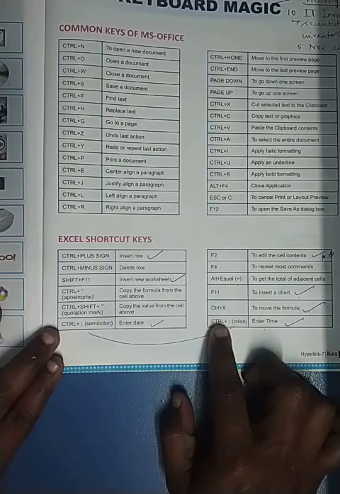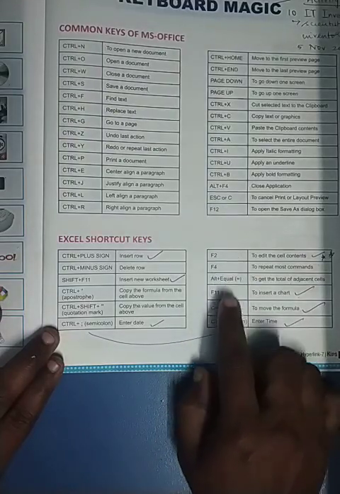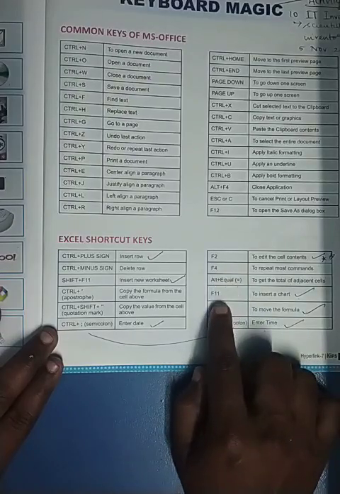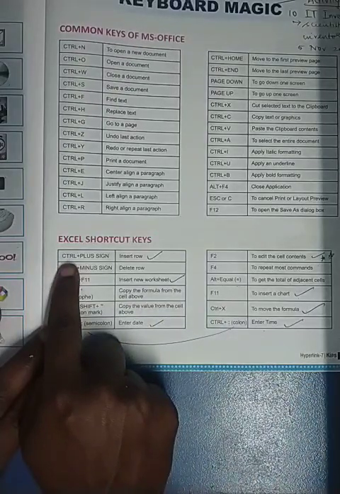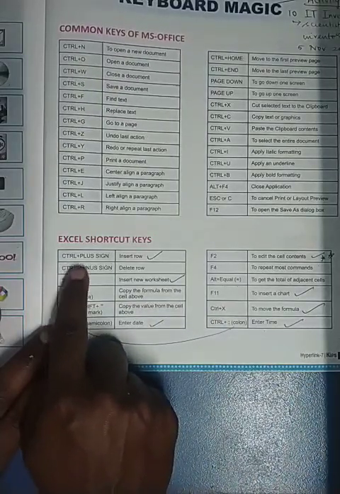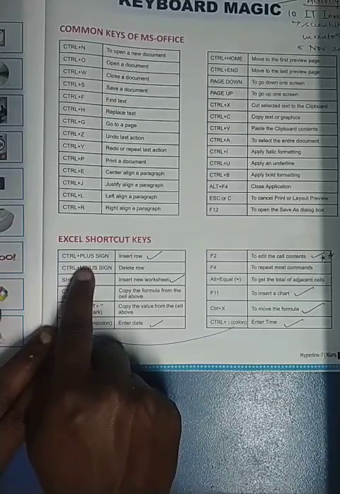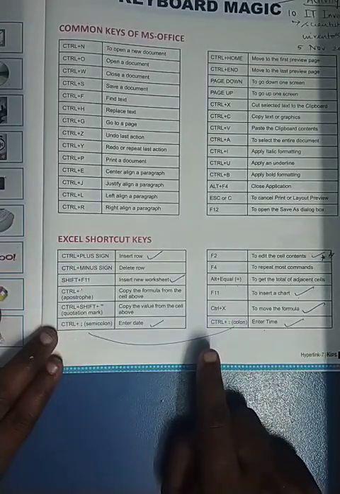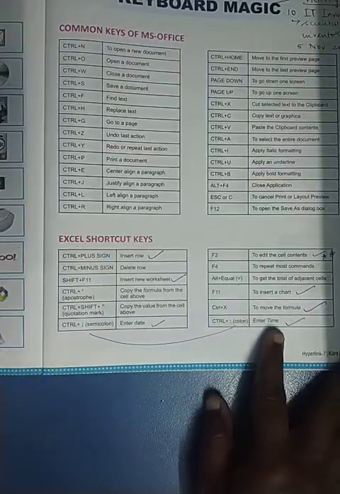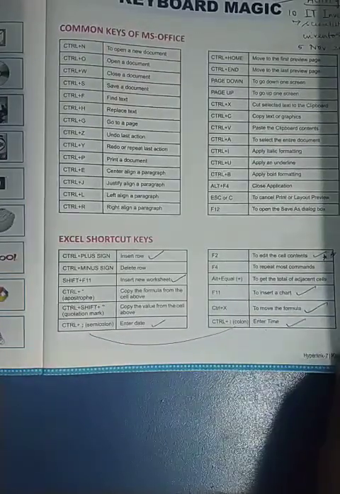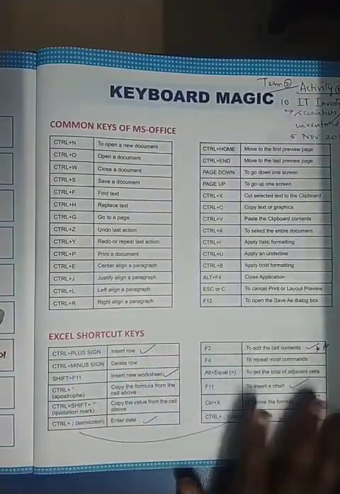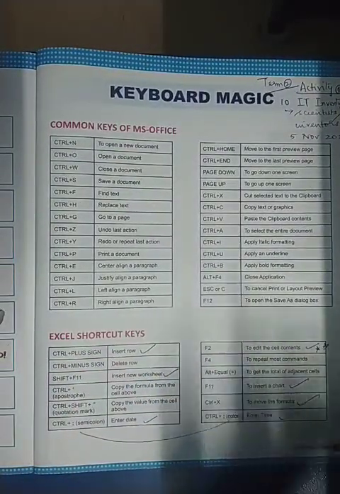Okay, and then F2, F4, F11. F2 to edit the cell contents, F4 to repeat, F11 to insert a chart. Okay, then this control plus and control plus minus signs, that is all for inserting and deleting the rows. Okay, if you remember this much, this will be fine. Okay, so go through these two chapters, because your 1 mark will be based on these two chapters also. Okay, thank you.